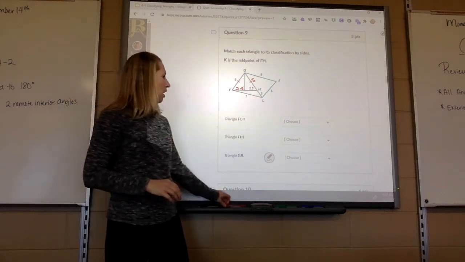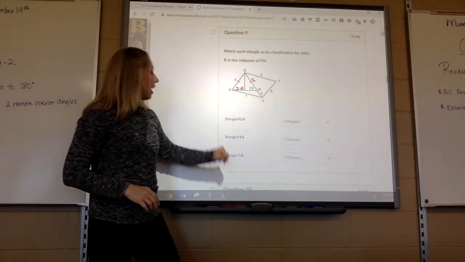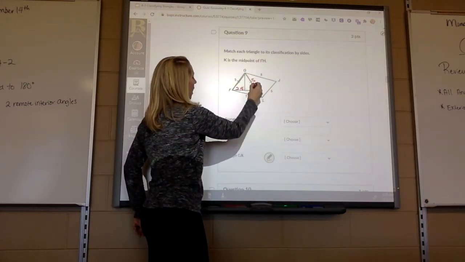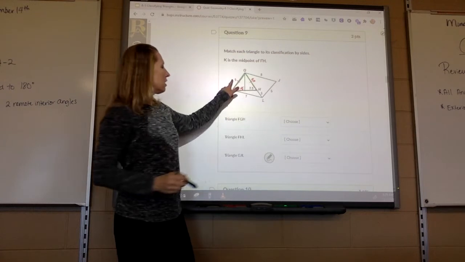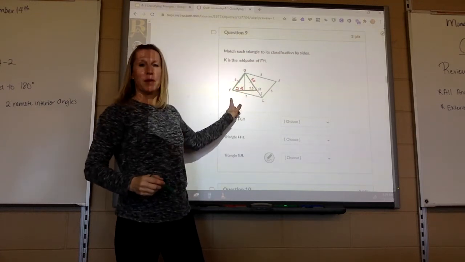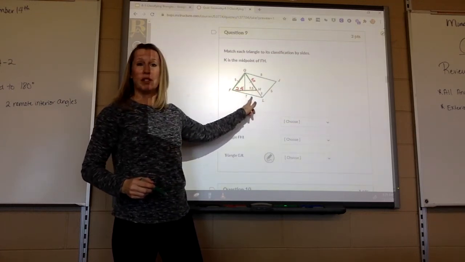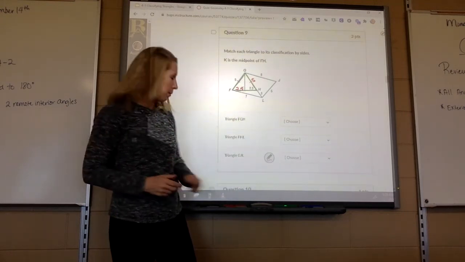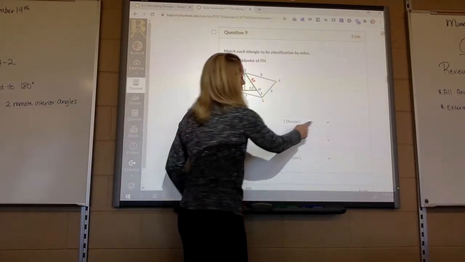So let's look at each triangle. If I want FGH, I know this is 5 and this is 5, but also notice 2.5 plus 2.5 is 5. So if all 3 sides are the same, that would be equilateral.